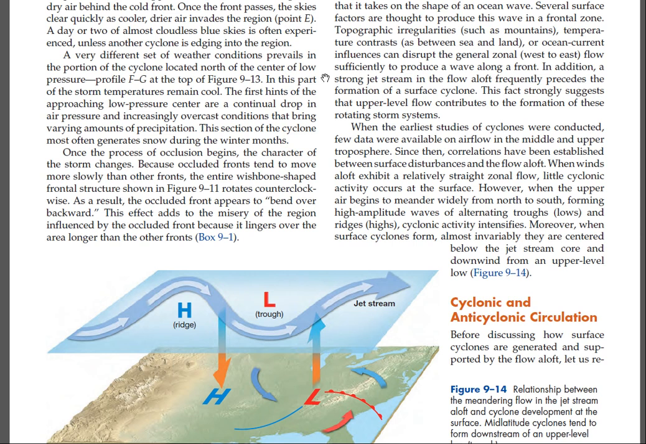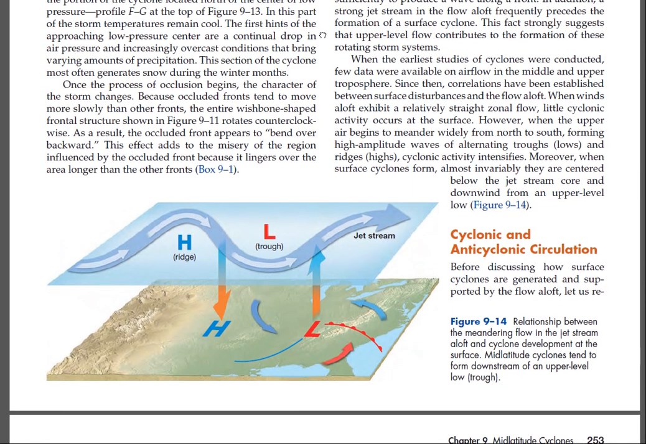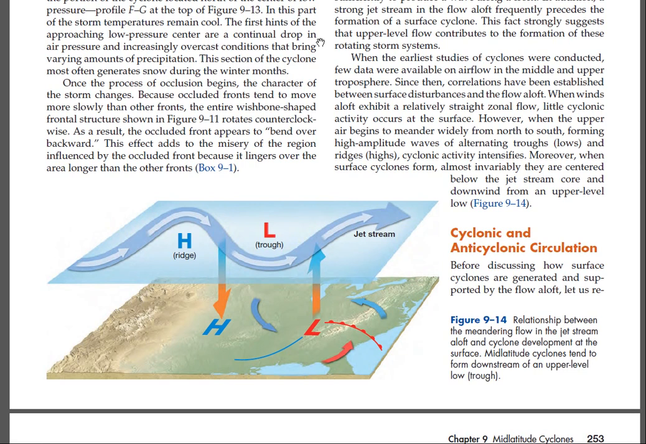In addition, a strong jet stream in the flow aloft frequently precedes the formation of a surface cyclone. This fact strongly suggests that upper-level flow contributes to the formation of these rotating storm systems. When the earliest studies of cyclones were conducted, few data were available on airflow in the middle and upper troposphere. Since then, correlations have been established between surface disturbances and the flow aloft.